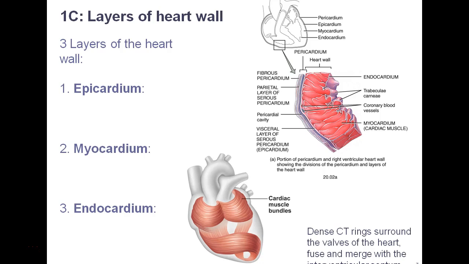Then our innermost heart wall layer is termed the endocardium. This endocardium is going to be composed of simple squamous epithelia, and once again, it's going to have an underlying areolar connective tissue base. This endothelium of the endocardium is continuous with the endothelium of the blood vessels, these greater vessels that come out of the heart.